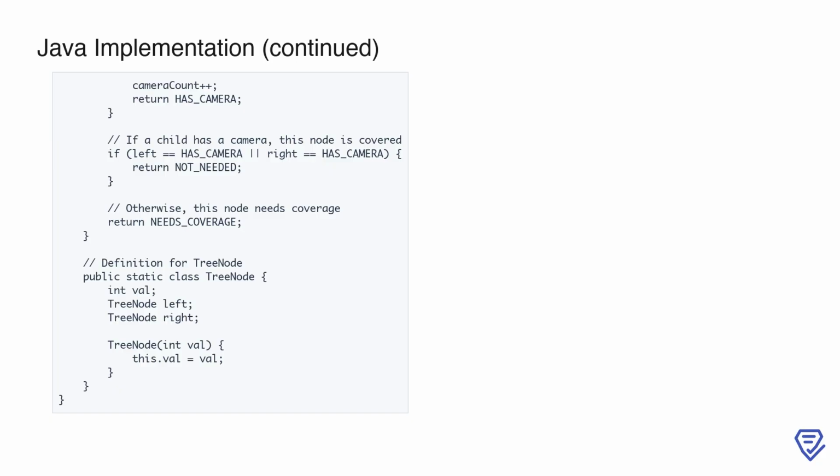Finally, we include the definition for the tree node class, which represents the structure of each node in the binary tree. Each tree node has a value, as well as references to its left and right child nodes.